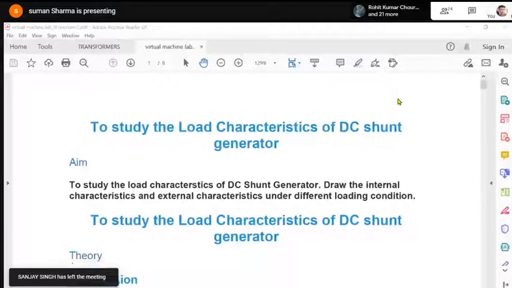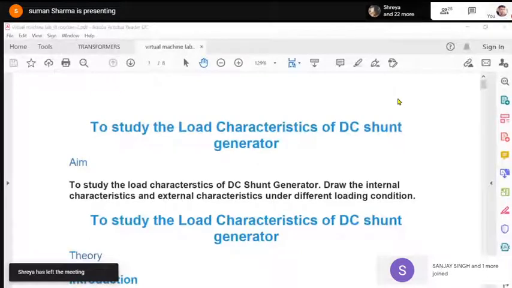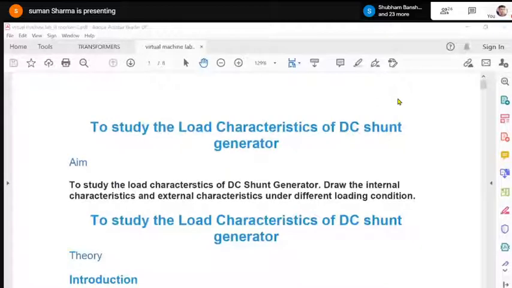External characteristic of shunt generator: when the load resistance of a shunt wound DC generator is decreased, then your load current is increased. The load is resistive in nature, so load voltage and load current will be in phase. When you are decreasing the resistance, your load current will increase, and load current can be increased to a certain limit, that is up to point C. Up to this point only it can be increased.